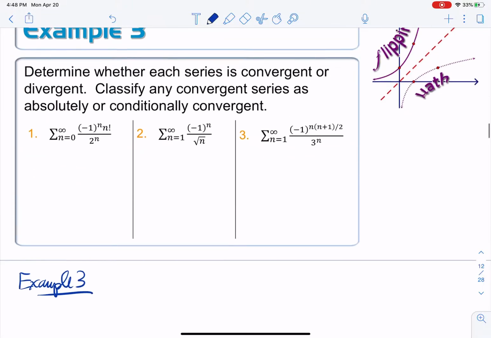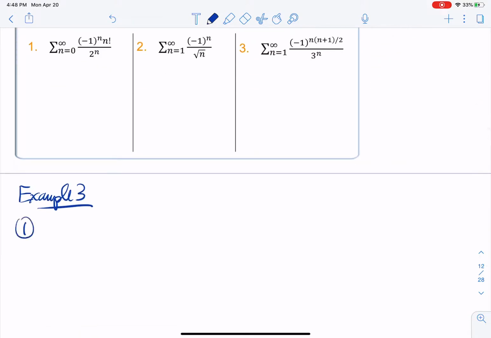Example 3. Okay, so this first one here: the sum from n equals 0 to infinity of negative 1 to the n, n factorial over 2 to the n. Notice that this thing is alternating. It's an alternating series, and what test are you supposed to perform if you have an alternating series? I think it's the alternating series test. In the second objective, we're going to see that this particular example would be way easier using what is called the ratio test, but we're just going to go with it.